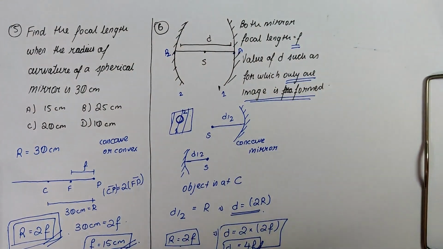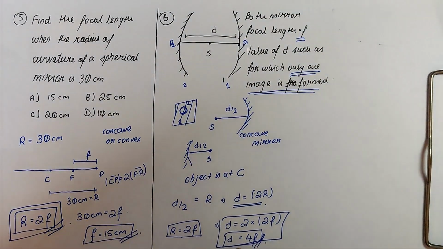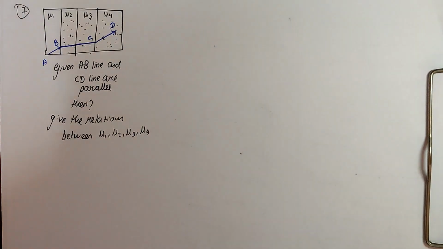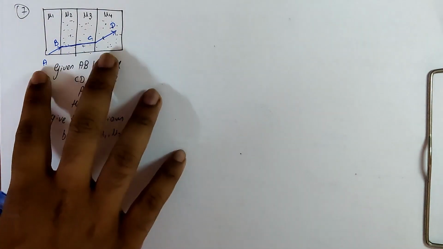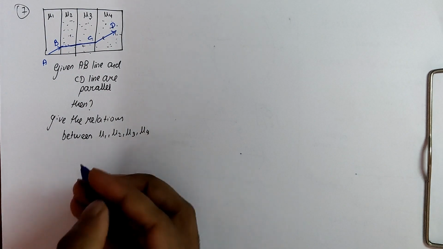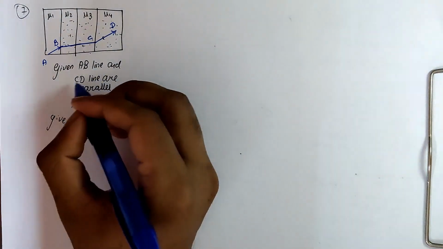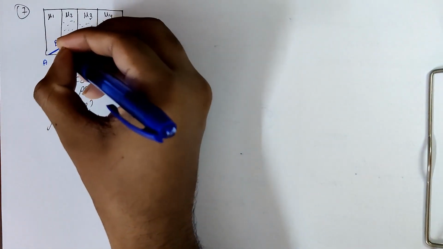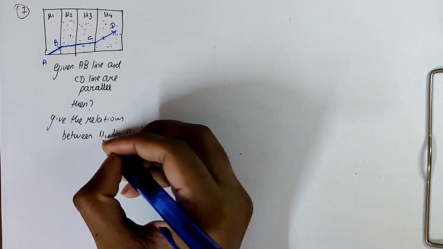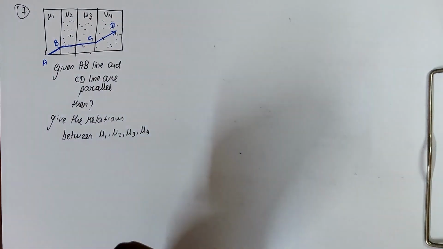Now with that being said, we will go to the next problem of Snell's law. Alright, this Snell's law problem looks a little bit complicated, but it's actually easy if you follow the steps. So given that line AB and line CD, that is these two lines, are parallel to each other, what is the relation between mu1, mu2, mu3 and mu4?